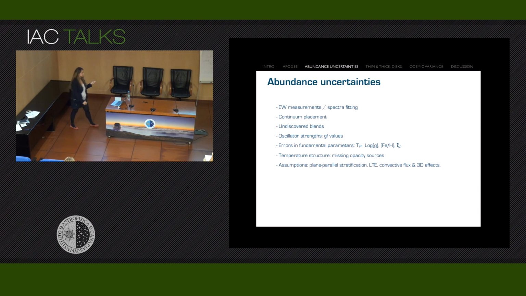The oscillator strengths of the lines are sometimes uncertain. You have errors in your fundamental parameters. In your models of atmospheres, you can have 3D effects, non-LTE. So you have a lot of sources of error, and putting them all together is sometimes really hard. What people usually do is just combine them, so add them. But sometimes they are not additive, so you tend to overestimate your errors, because one can add, but the other one can compensate.